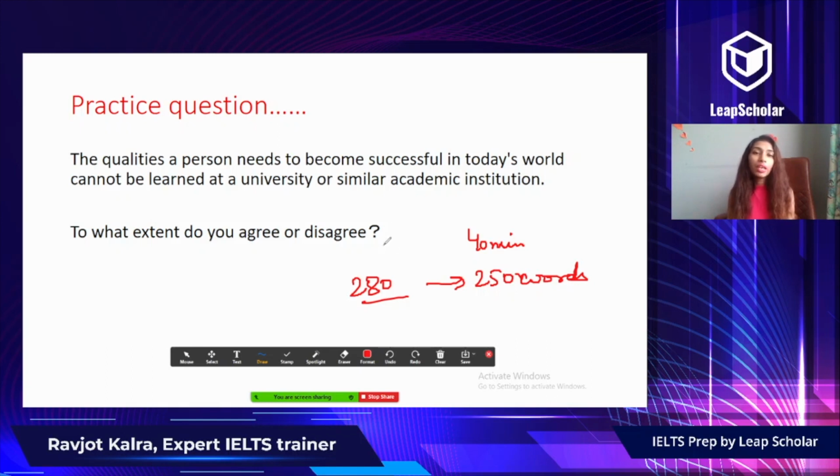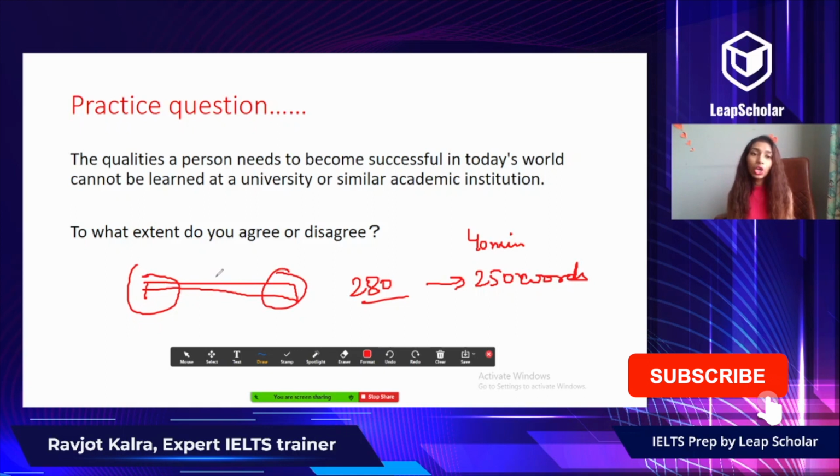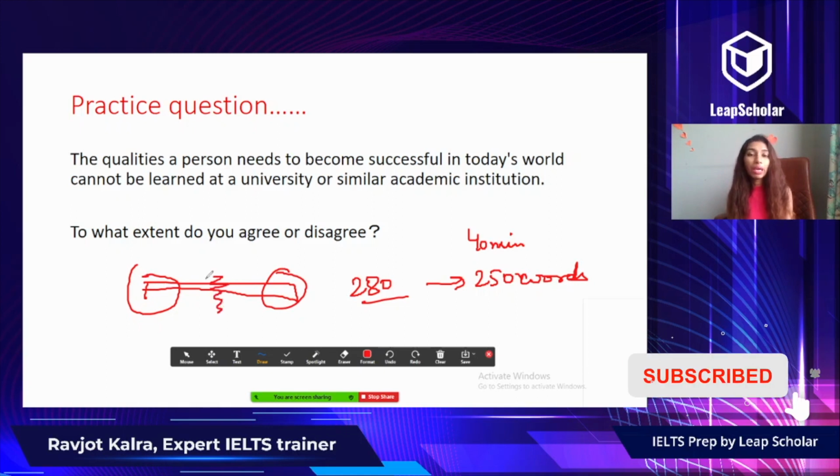The qualities a person needs to become successful in today's world cannot be learned at a university or similar academic institution. To what extent do you agree or disagree? So you can again think of a scale and then decide: do you agree completely, do you disagree completely, or do you want to give a balanced opinion? So you can do that as well.